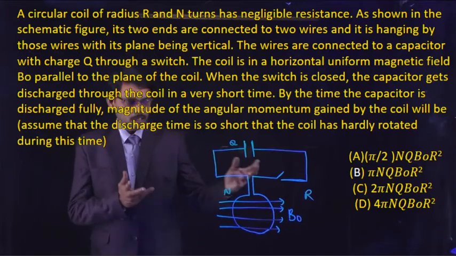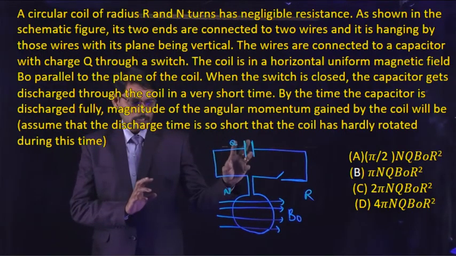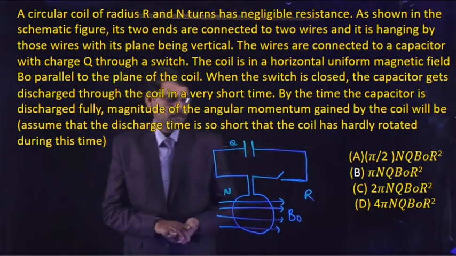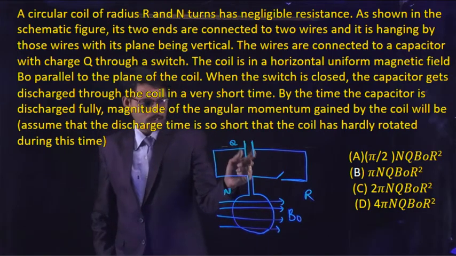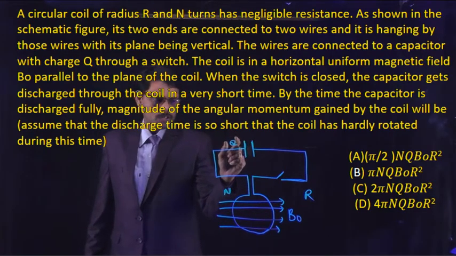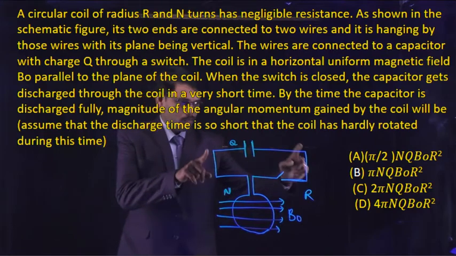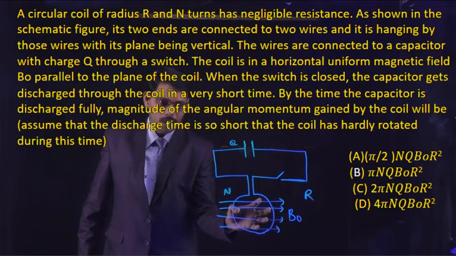Now students, let us move on to the next question. It belongs to electromagnetic induction. Here there is a condenser. Here we are observing the condenser. This condenser is charged to Q. Q amount of charge is stored in the condenser. The two ends of the condenser are connected to a coil. This is the coil here.